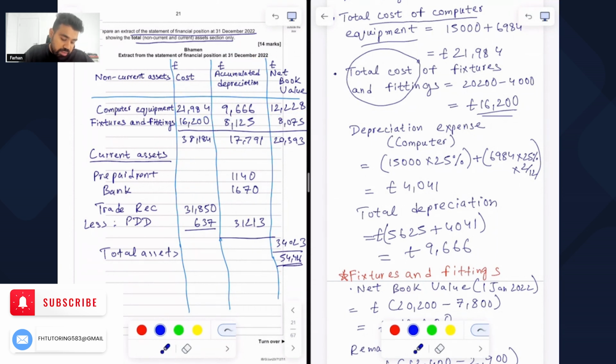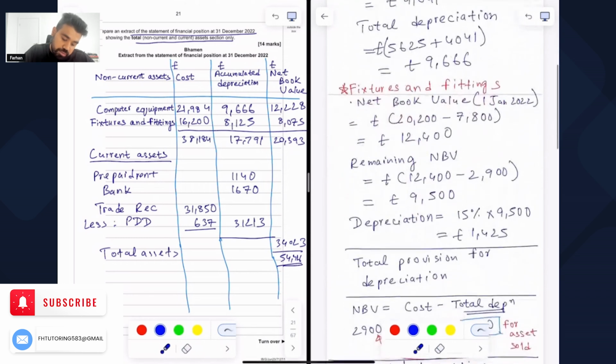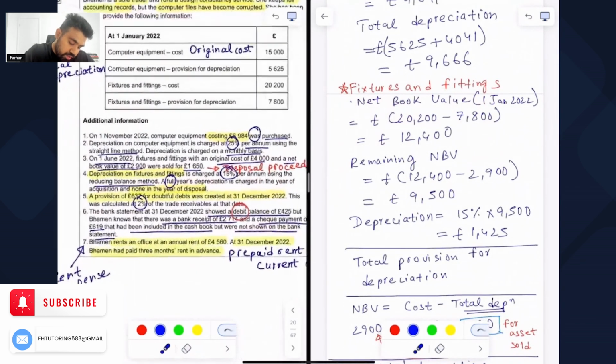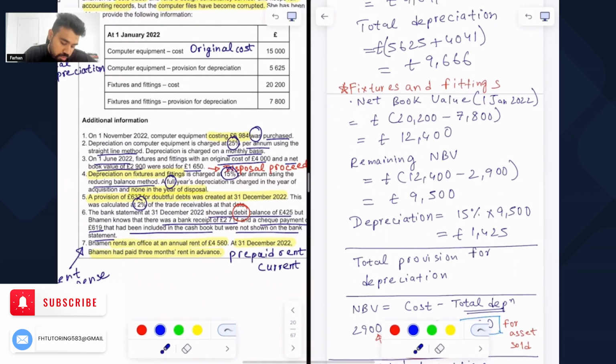All right, so let's do the same thing for fixtures and fittings. Now, this is where some of the complications come. If you check information number 4, depreciation on fixtures and fittings is charged at 15% per annum using the reducing balance method. A full year's depreciation is charged in the year of purchase and none in the year of disposal. Okay, so you saw how when we derived the depreciation using the straight line method, you could just simply use the percentage that you're given and multiply it with the original cost.